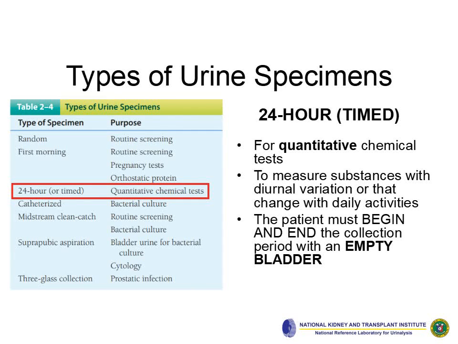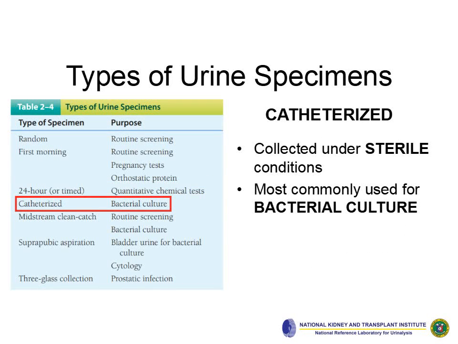The patient must begin and end the collection with an empty bladder. Addition of urine formed before the start of the collection will falsely elevate results. The catheterized specimen is collected under sterile conditions. This is most commonly used for bacterial culture.